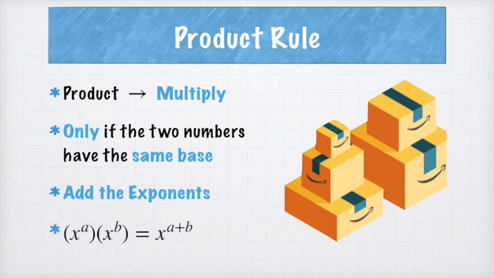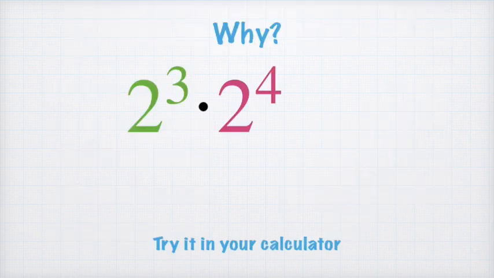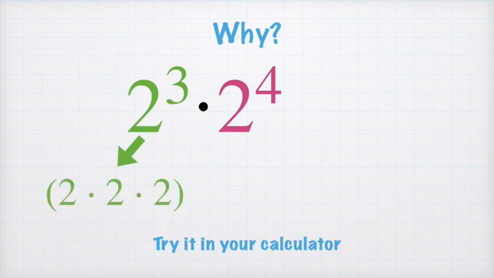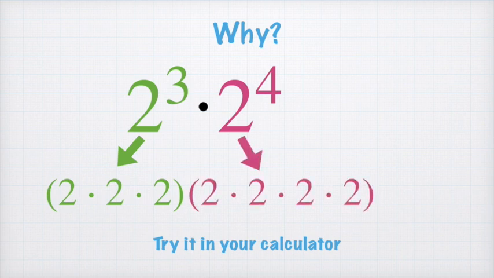So our notation here is x to the a times x to the b is equal to x to the a plus b. Now why does this work? So right here we have 2 to the third times 2 to the fourth. Now 2 to the third is the same as saying 2 times 2 times 2. 2 to the fourth is the same as saying 2 times 2 times 2 times 2.